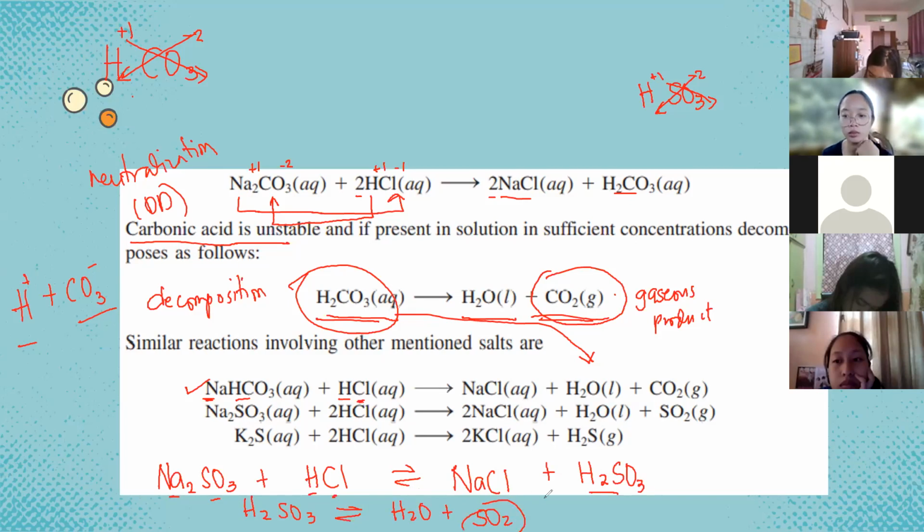And sulfur dioxide is a gas. Now, pag pinag-combine natin yung neutralization reaction and ang decomposition reaction, ito na yung magiging chemical equation. Sodium sulfite plus hydrochloric acid equals sodium chloride plus water plus sulfur dioxide. So again, saan galing ito? Water plus sulfur dioxide, galing siya actually kay sulfurous acid na unstable. Okay?